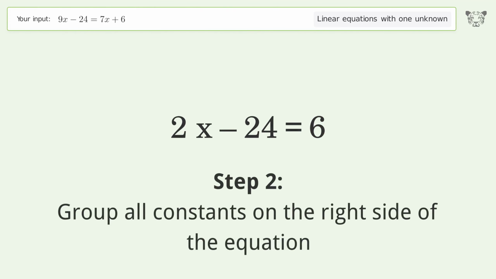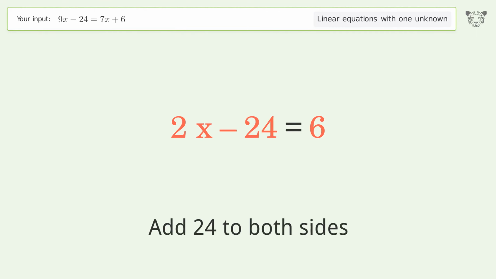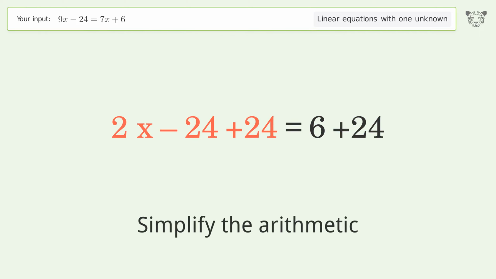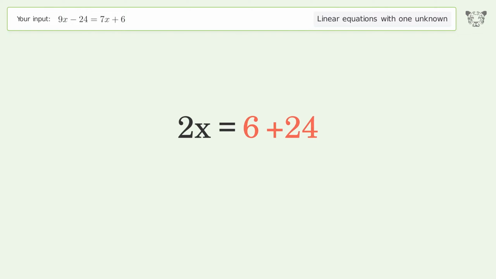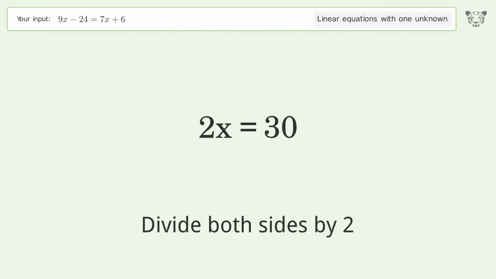Group all constants on the right side of the equation. Add 24 to both sides. Simplify the arithmetic. Isolate the x. Divide both sides by 2.